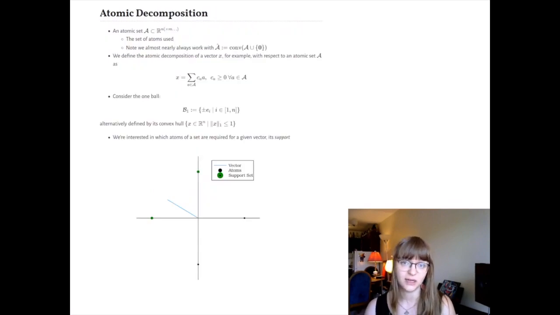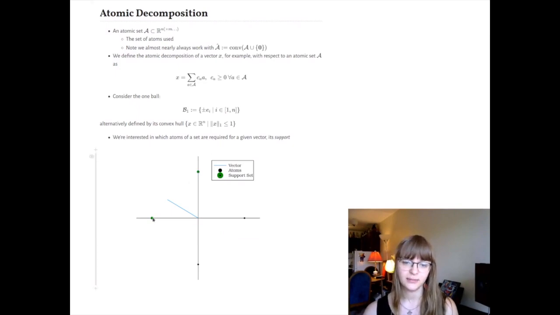So let's talk a little bit about atomic decomposition. If we take our atomic set, which is just the set of atoms of interest, but it can be any subset of a real vector space, we define the atomic decomposition of a vector with respect to that set as the sum of atoms in the set, with the restriction that every atom has to have a non-negative coefficient. So if we consider the one ball, which was our set of interest for finding sparse vectors, we define that as the positive and negative basis vectors in our vector space. And generally what we're interested in is the atoms in our set that participate in the decomposition of a vector, which we call its support.